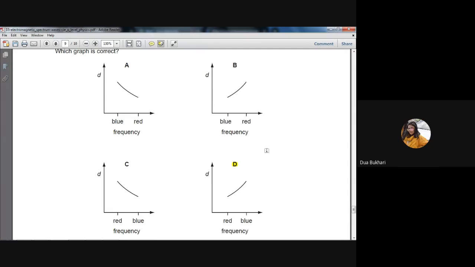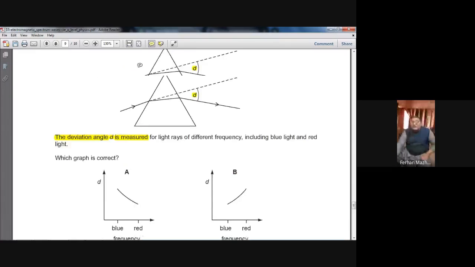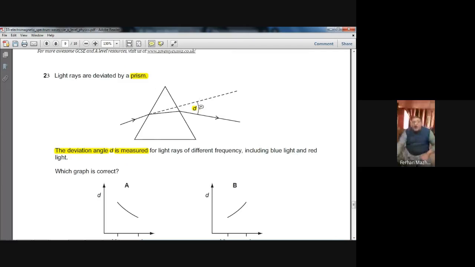Do you understand? What does the D on the y-axis represent? Distance? On the y-axis, the D represents the angle of deviation. Let me show you. You see, the D represents the angle of deviation. How much angle was something deviated? The blue deviates more as compared to red. Do you understand this?